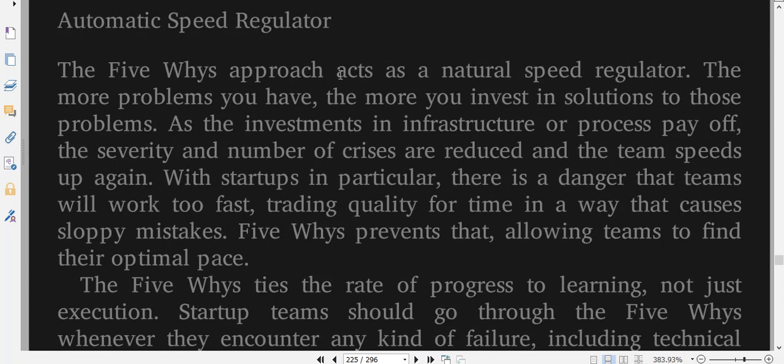Automate speed regulators. The five whys approach acts as a natural speed regulator. The more problems you have, the more you invest in solutions to those problems. As the investment in infrastructure and process grows, the severity and the number of crises are reduced and the team speeds up again. With startups in particular, there is a danger that teams will work too fast, trading quality for time in a way that causes sloppy mistakes. Five whys prevents that, allowing teams to find their optimal pace.